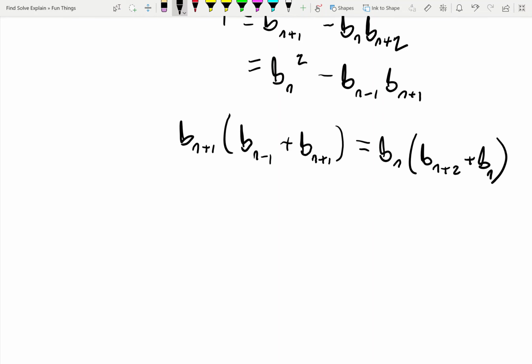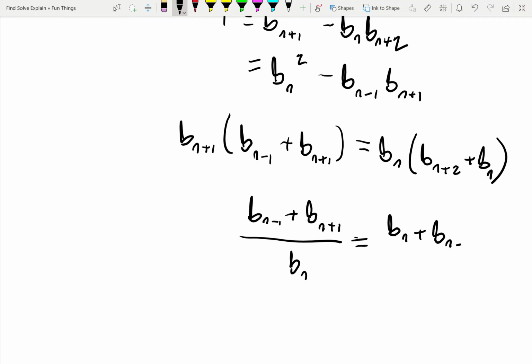And this means that b(n-1) plus b(n+1), all over b(n), is constant, as it is equal to b(n+2) plus b(n) over b(n+1), just from rearranging.